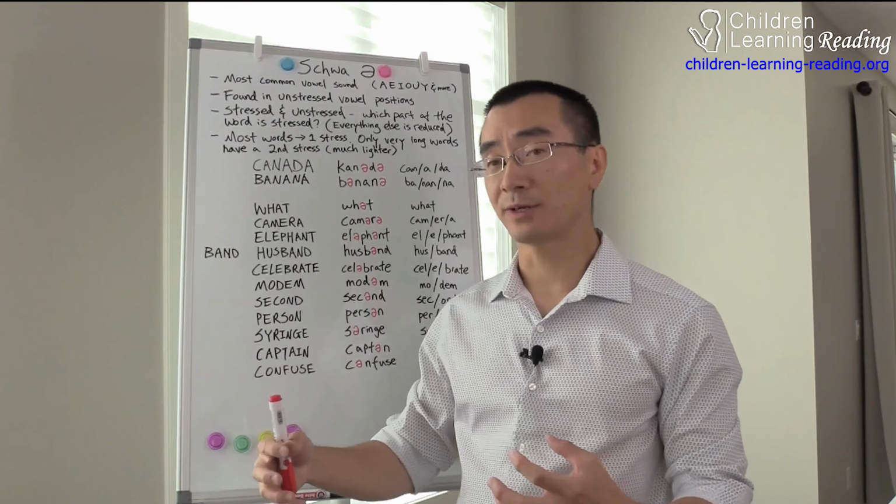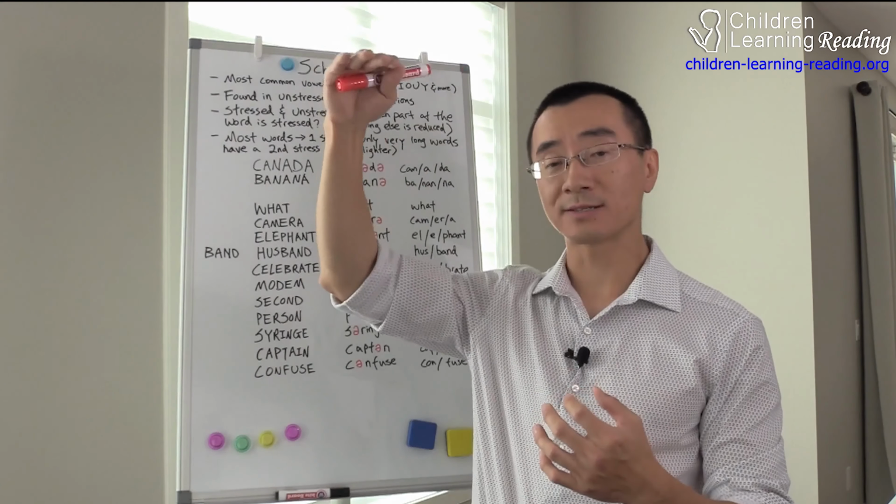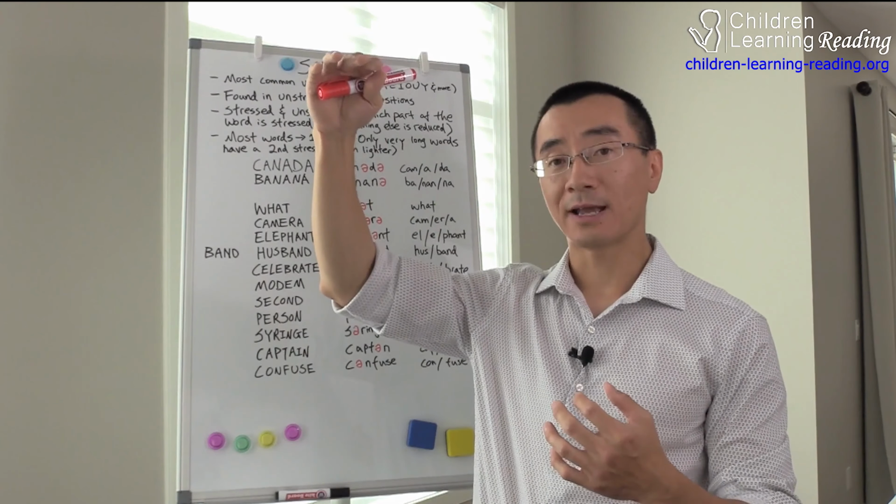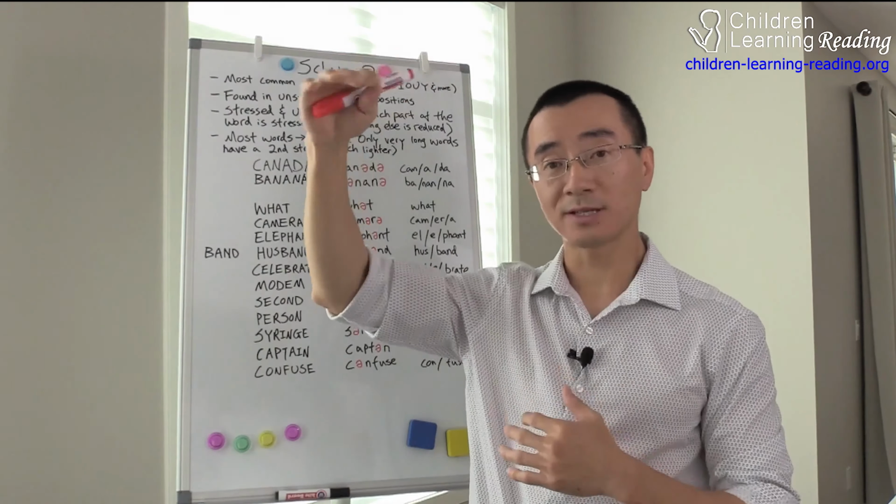Now, when we're talking about the schwa, we're talking about stressed and unstressed vowel positions, okay? So when you think of a word, you have to figure out where the stress is in the word. And once you figure out where the stress is in the word, everything else is unstressed, okay? And each word usually has one stress position. It's only in the really long words where you might have two stress positions. And the second stress position is always going to be a lot lighter, okay?